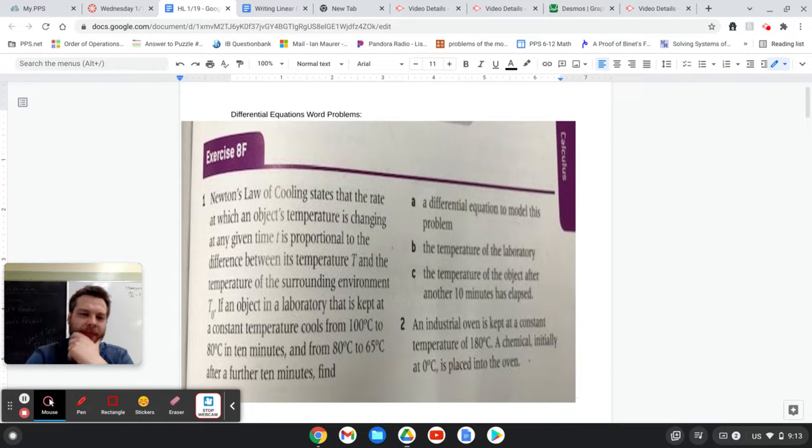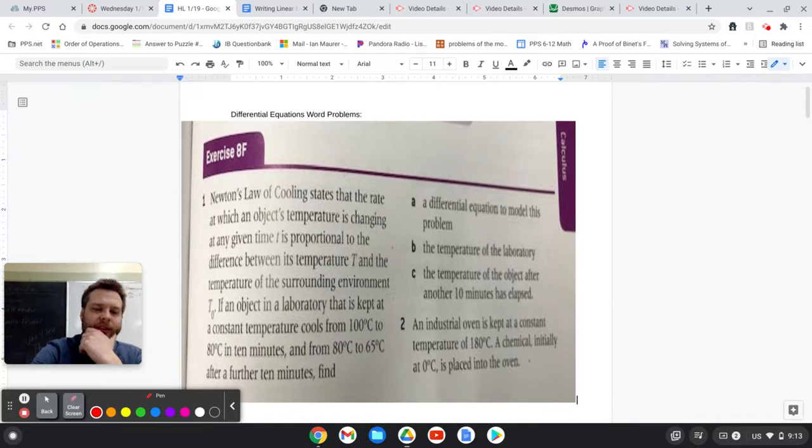And so just reading it carefully, the rate, so that's our keyword rate that we're doing a differential equation, at which an object's temperature is changing at a given time little t is proportional to the difference between the temperature big T and the temperature of the surrounding environment T naught.